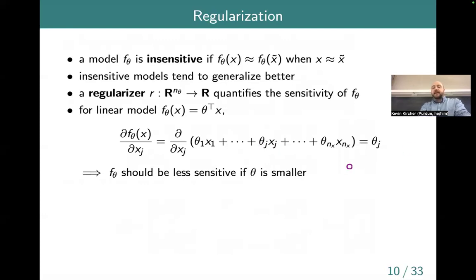So this tells us that, as the derivative is a representation of sensitivity, it gives us the intuition that our predictive model, f theta, should be less sensitive if, in general, our parameter vector is smaller, is closer to the origin. So if each component of it is small.